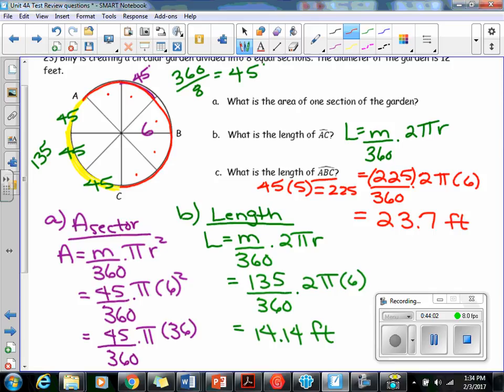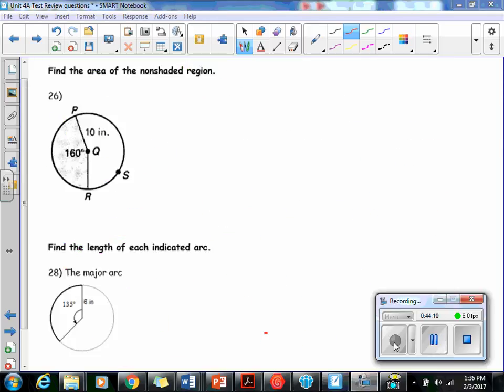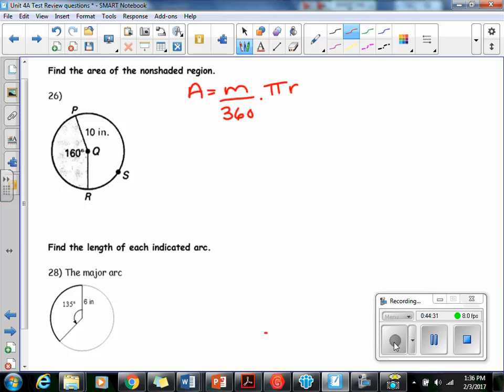For number 26, it said, find the area of the non-shaded region. So we're basically finding area of a sector. What is the formula for area of a sector? A equals m over 360 times pi r squared.